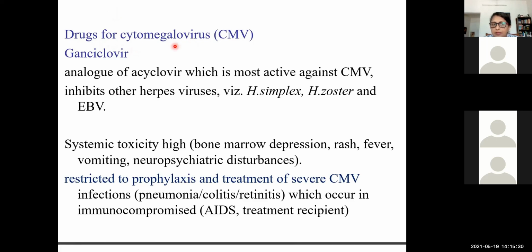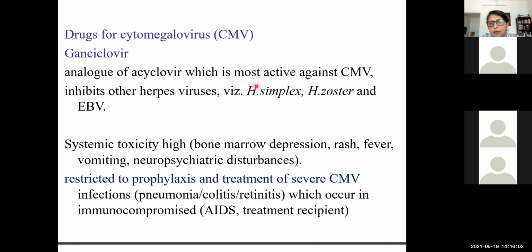Now, another group of drugs, the drugs for cytomegalovirus. Cytomegalovirus usually causes infection with changes in the retina, CMV retinitis. So one drug is ganciclovir. All these drugs have the same action. They are first converted to triphosphate, and it will inhibit the DNA polymerase, and it will inhibit DNA replication. So ganciclovir is also like that, but it is effective against cytomegalovirus.